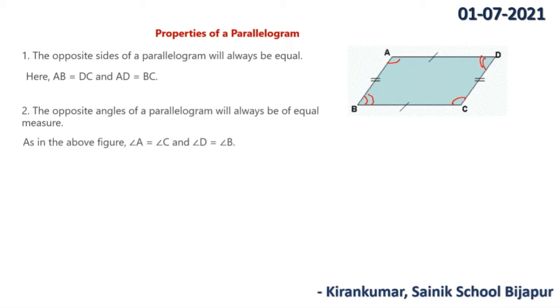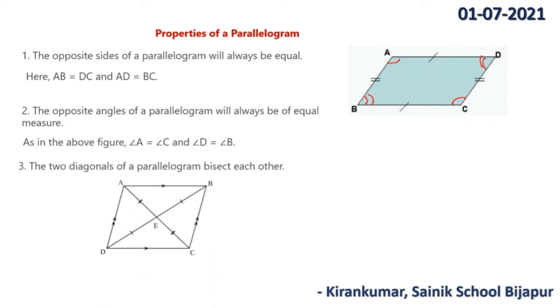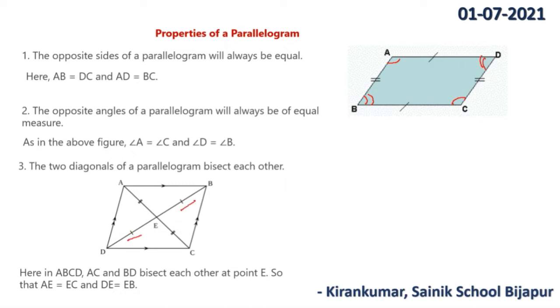The third property is related to diagonals. The two diagonals of a parallelogram bisect each other. Look at the figure here. In parallelogram ABCD, the diagonals AC and BD bisect each other at point E. So we have AE equal to EC and DE equal to EB. Here you can see the marking, DE and EB are equal, AE and EC are equal. The diagonals bisect each other.